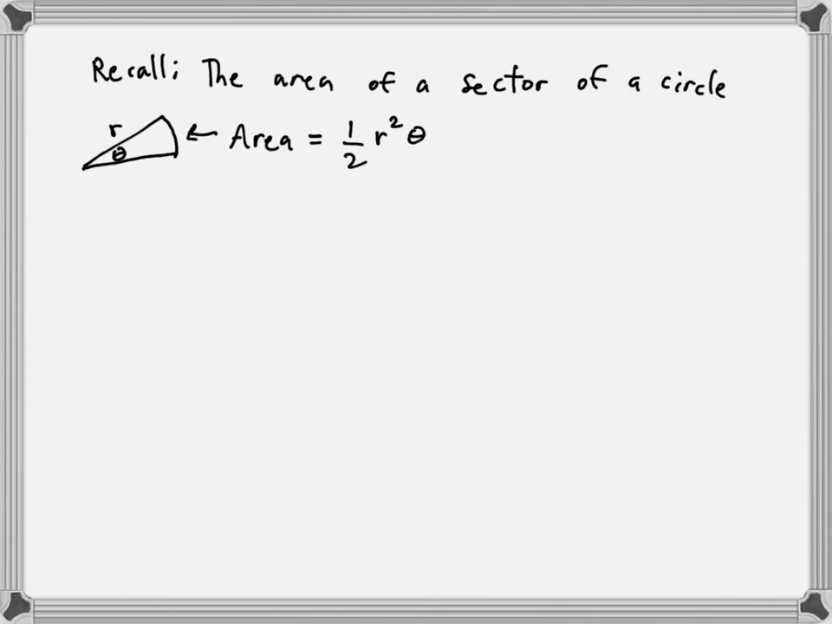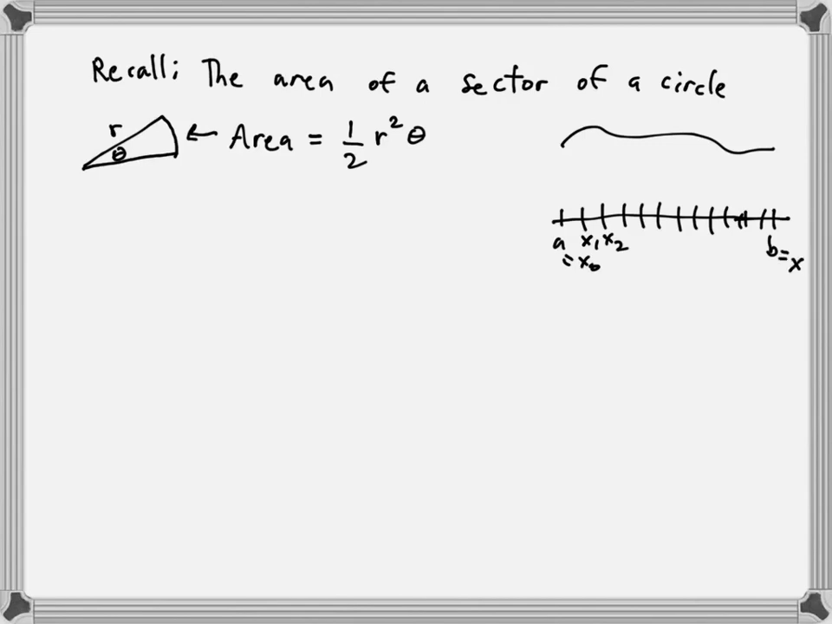Okay, so here's the idea. Normally we partition x, right? If this is a and this is b, then we partition it. If we call that x0, then this is x1, x2, and all the way down to xn, the last one. And then we take underneath and we approximate this with rectangles, and then we can add up all the areas here.